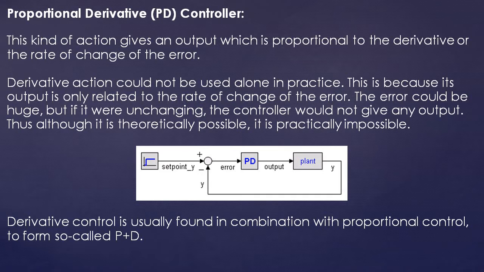Now, derivative control is usually found in combination with proportional control to form the so-called P plus D. In the figure you can see the PD controller.